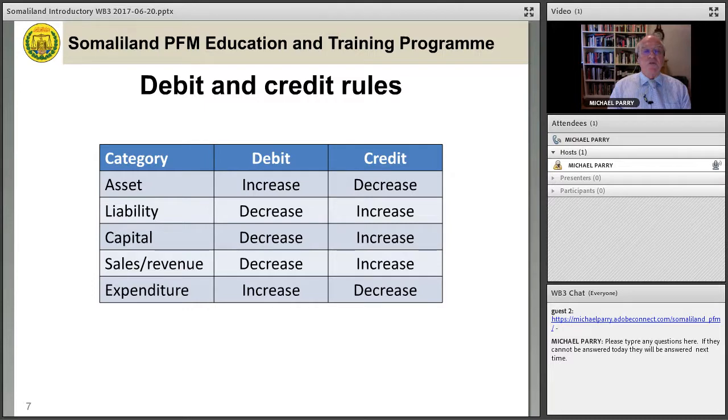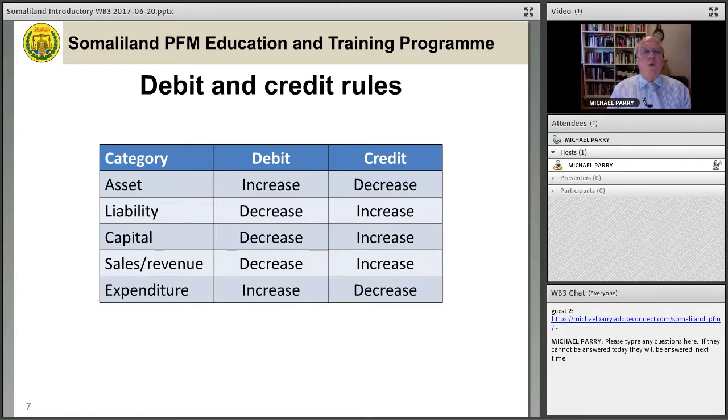And these rules define which type of movement is referred to as a debit and which is an increase as a credit. So, for example, if an asset increases, if you buy a motor vehicle, then you debit the asset of motor vehicle. If an asset decreases, for example, cash goes down to pay for the motor vehicle, then that's a credit to the bank account.